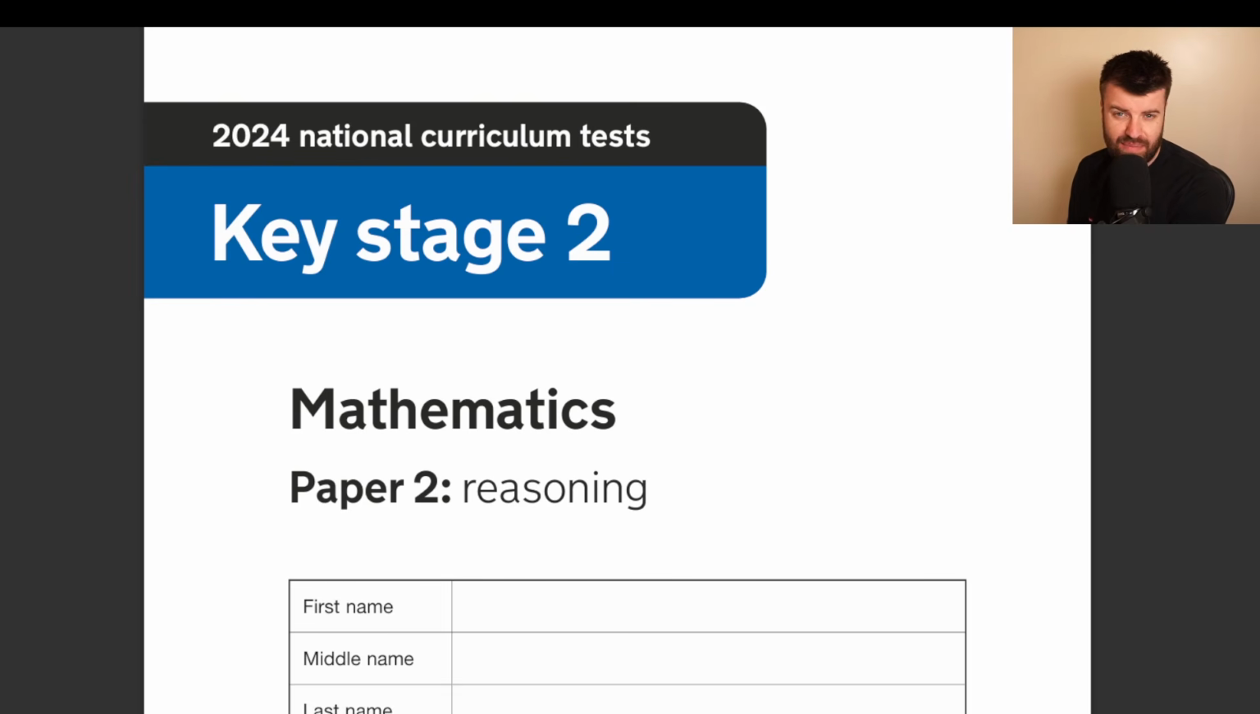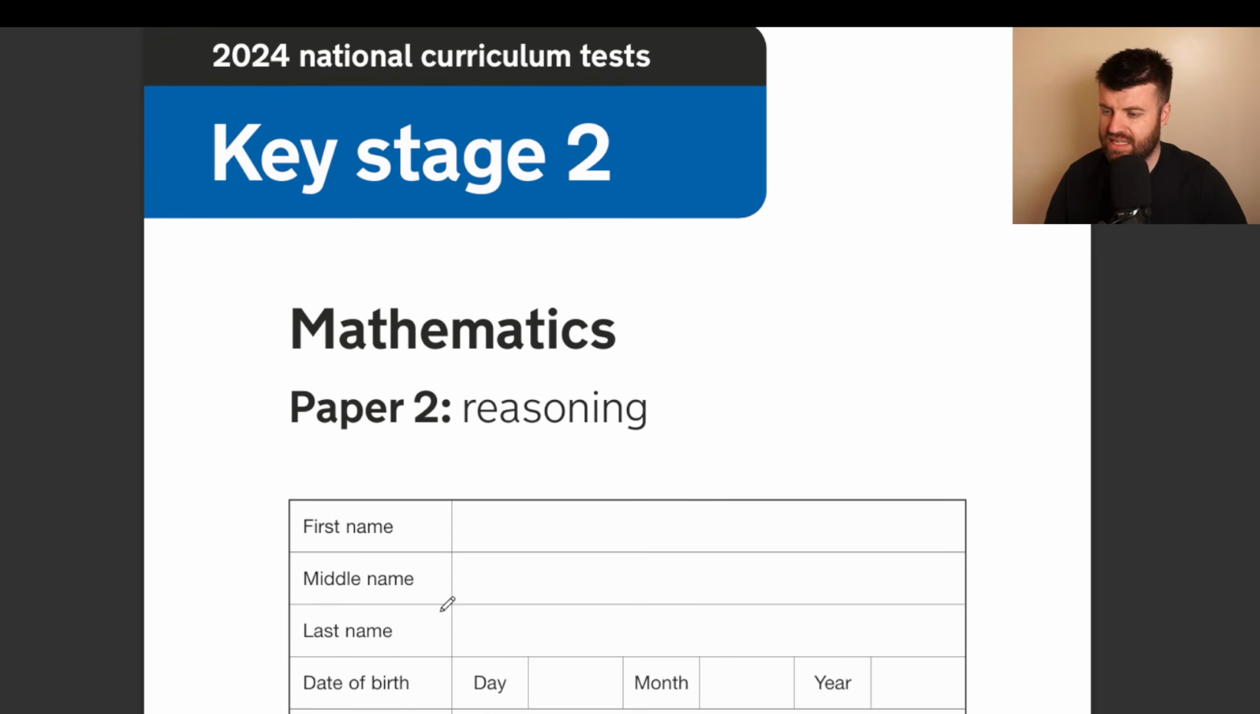This is the second paper in the maths set. There are 3 in total. We've already gone through the arithmetic. If you're watching this very quickly after it's released, we haven't done the next paper yet, but more than likely we have. So go to our channel and you'll see paper 3 as well, which is the other reasoning paper. But this is paper 2 reasoning.